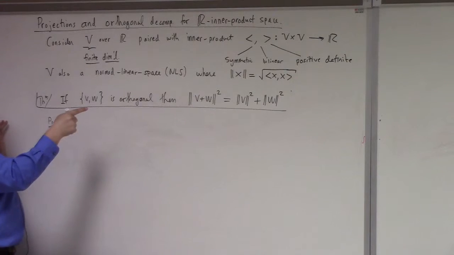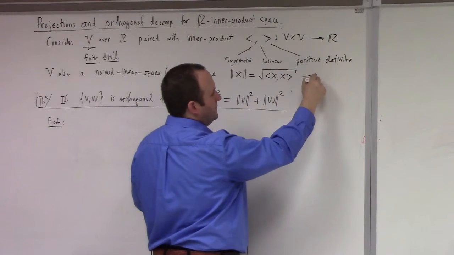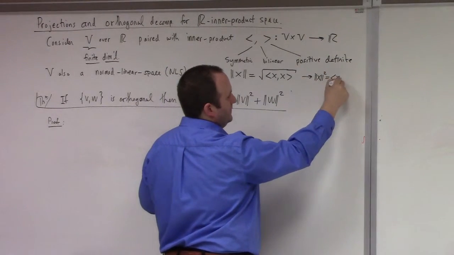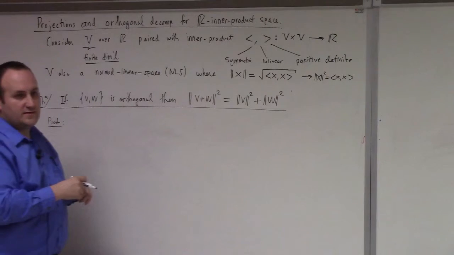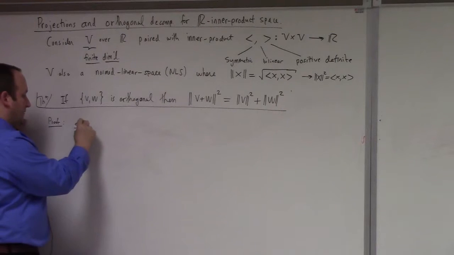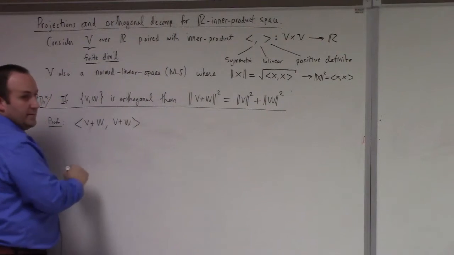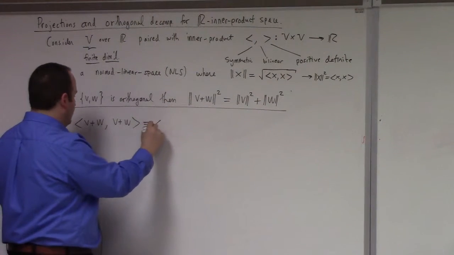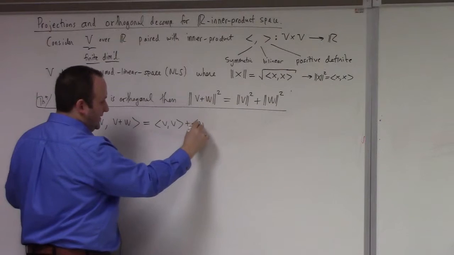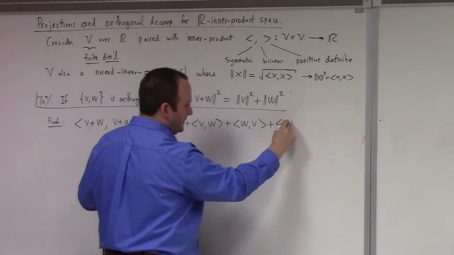To calculate the norm squared, it's easy. What's the norm of x squared? Right, inner product of x with x. You recognize this if you've had calculus 3. To calculate the length of a vector squared, we take the dot product of the vector with itself, right? Okay, so inner product of v plus w with v plus w, how's that work? By properties of inner product, by bilinearity, this gives me (v,v) plus (v,w) plus (w,v) plus (w,w).